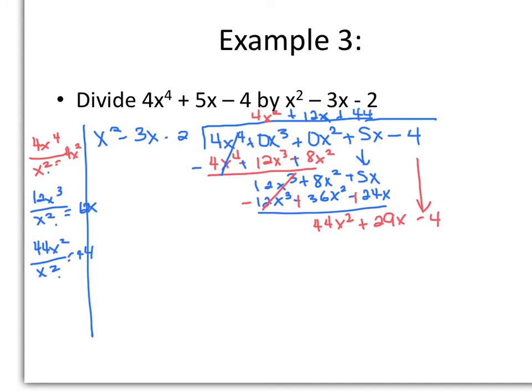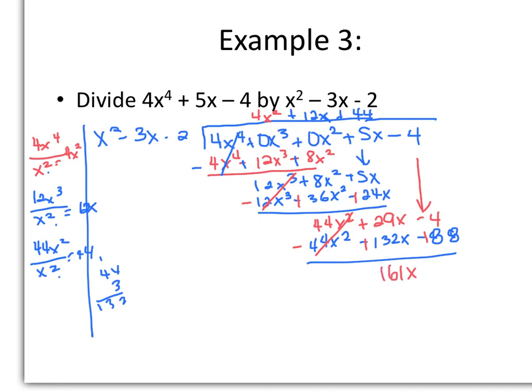Take 44 times all 3 of those terms, 44x squared. 44 times 3, 2, carry the 1. Negative 132x minus 88. Subtract the first, subtract the second, subtract the third. First should always cancel out. So that makes x, 1, carry the 1, 6, 161. That makes 84. So this is our remainder.